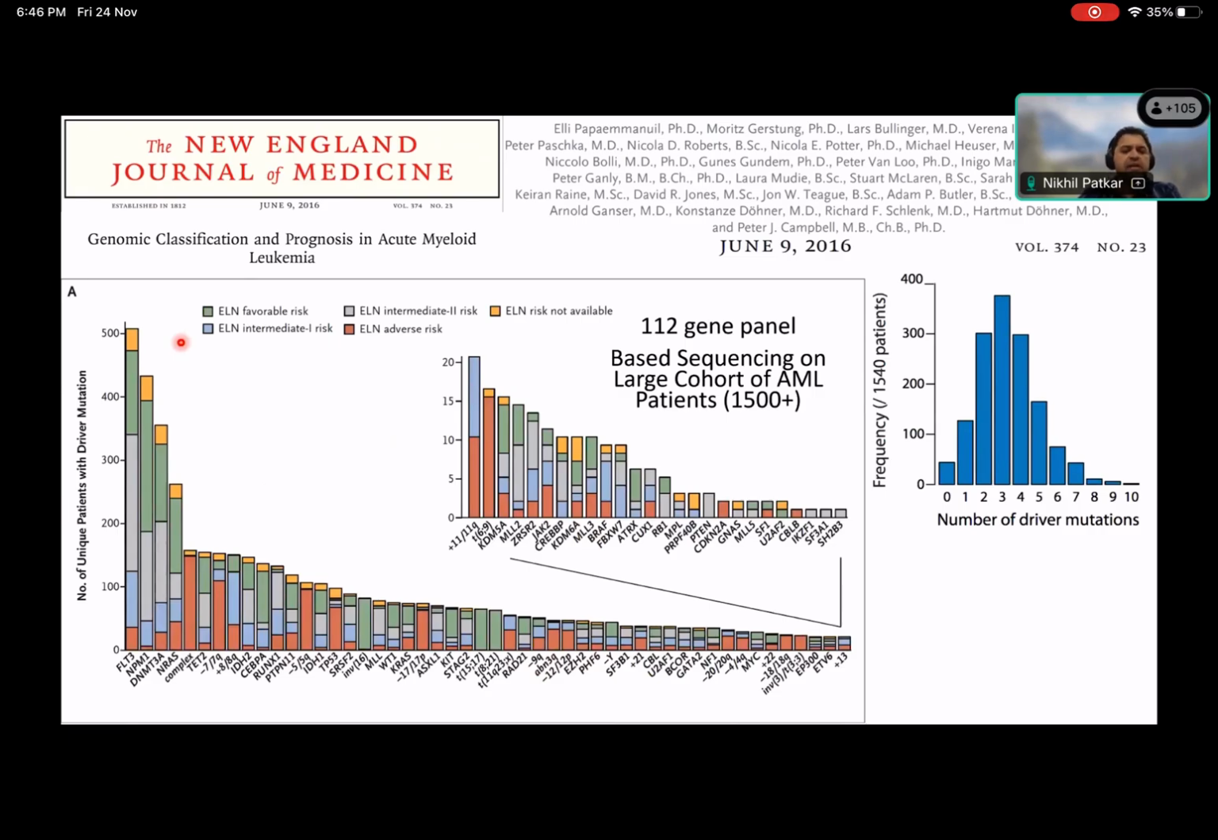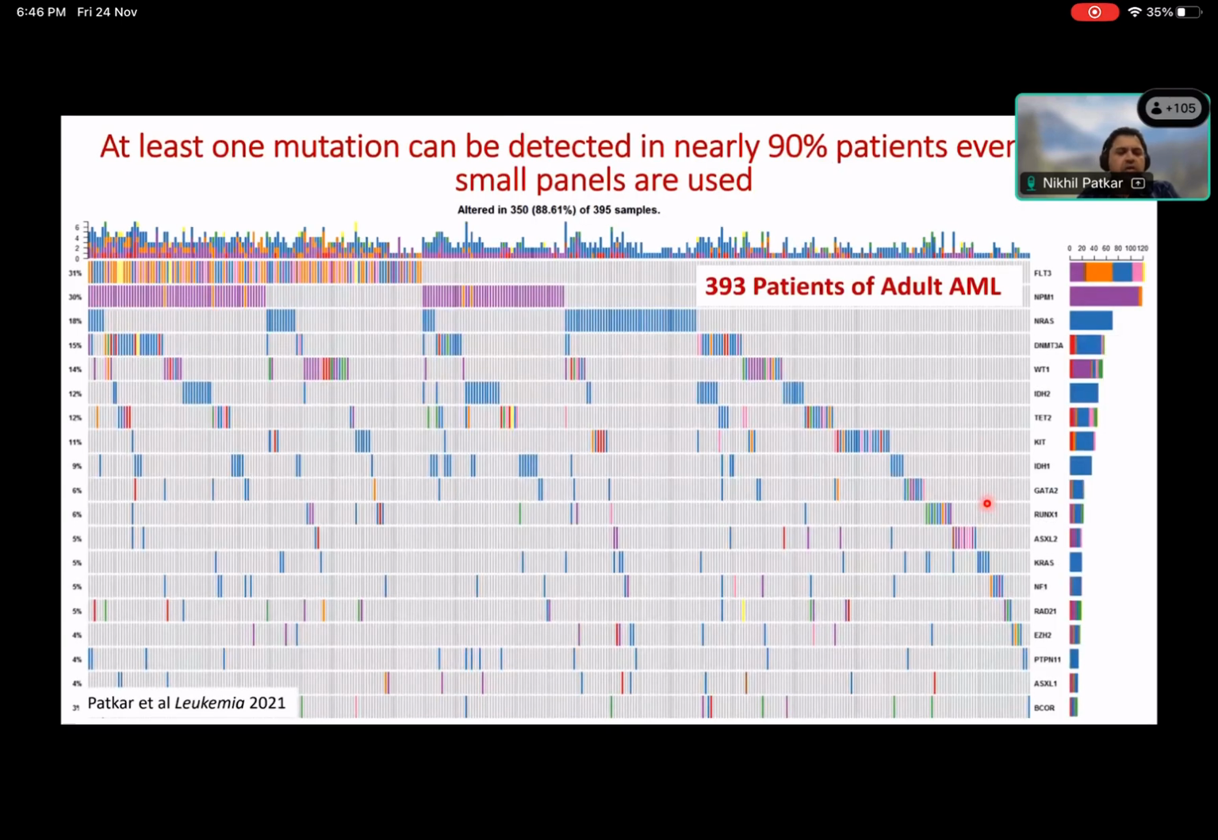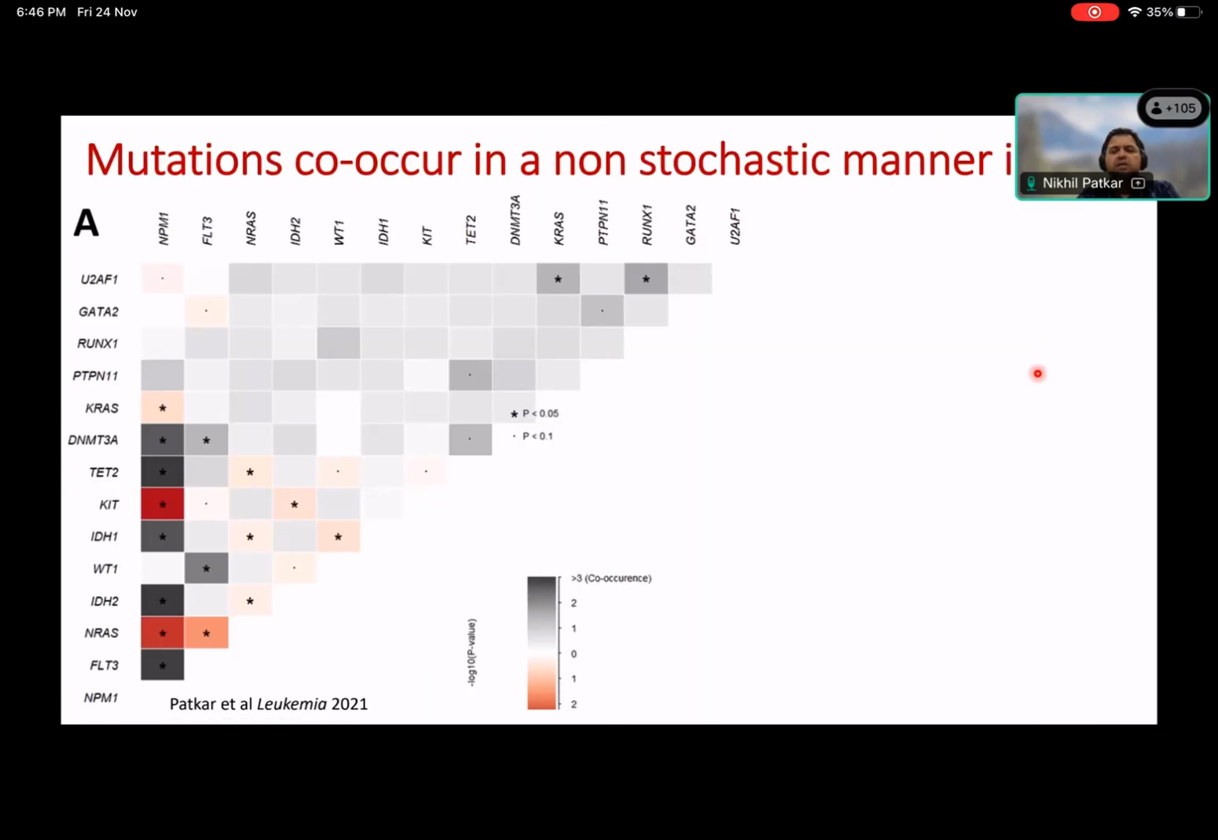So you can see here that in AML, there are a large number of mutations, but typically 3 to 4 mutations are seen in every case. So this is data from our hospital, which shows that FLT3, NPM1, RAS, DNMT3A, WT1 mutations were the most common in our data set. These mutations also occurred in a non-stochastic manner, with some mutations never occurring together, for example, NPM1 mutation never occurring with KIT, and some mutations commonly occurring together, for example, NPM1 and DNMT3A, IDH2 and FLT3 and DNMT3A.